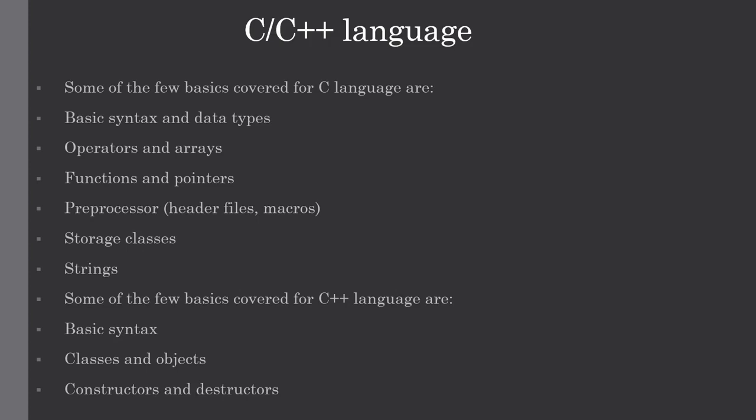In the first week, I am learning the basics of the C and C++ languages. Some of the basics covered from C language are basic syntax and data types, operators and arrays, functions and pointers, preprocessor header files, macros, storage classes, and strings. Some of the basics covered in C++ language are the basic syntax, classes and objects, constructors and destructors.